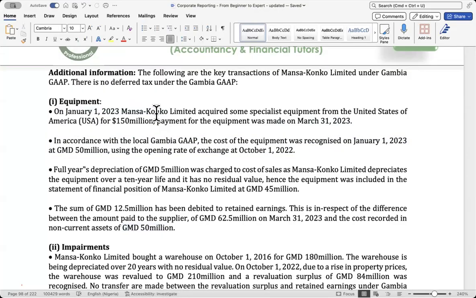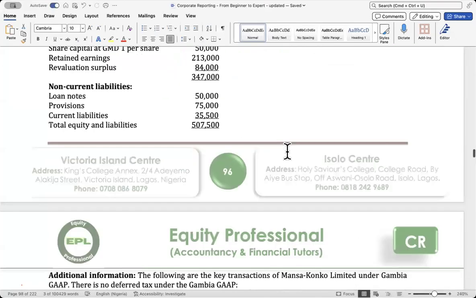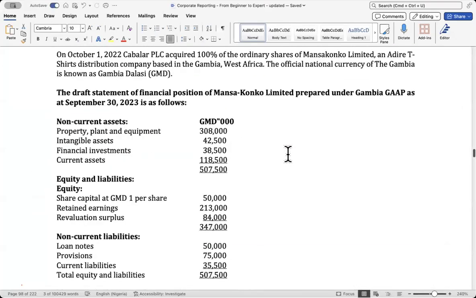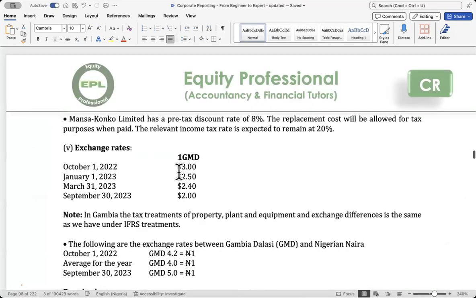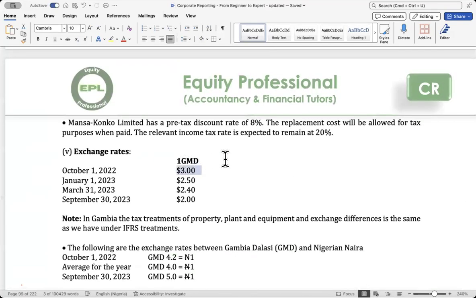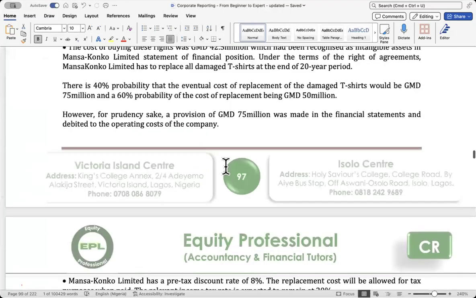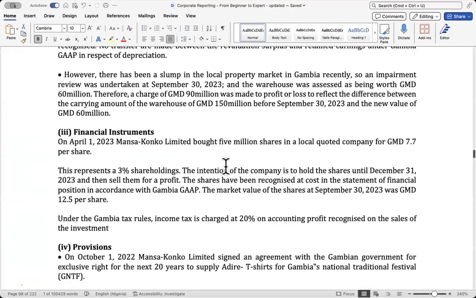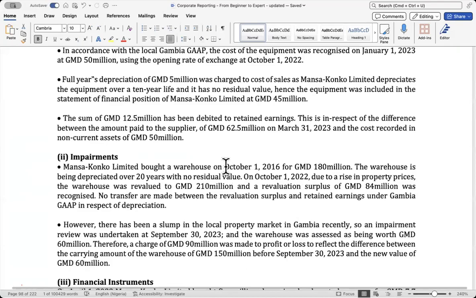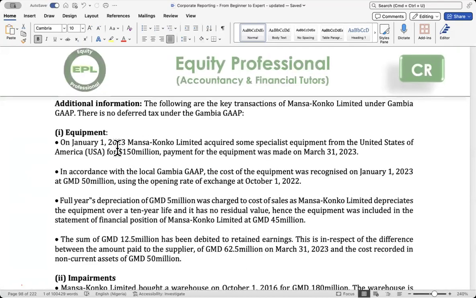The guy translated this $150 million into their currency using the opening rate, which is the rate at the beginning of the year. And if you check it, what's the rate at the beginning of the year? That's $3 to 1 GMD. So that's 150 divided by 3, because their currency is actually more powerful than the dollar, as it should be.